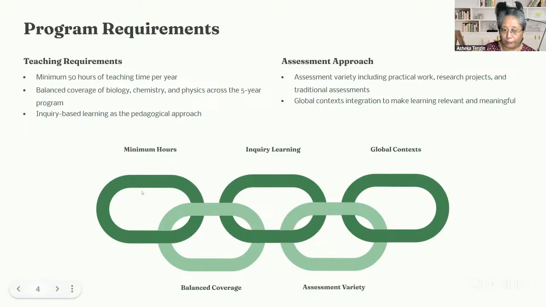Minimum hours: 50 hours for grades 6, 7, 8, and 70 hours for grades 9 and 10 if you're doing e-assessments. Learning has to be inquiry based. You have to include global context. There has to be a balanced coverage of physics, chemistry, and biology. And there has to be a variety of types of assessments. Okay, so these are the program requirements. Any questions?